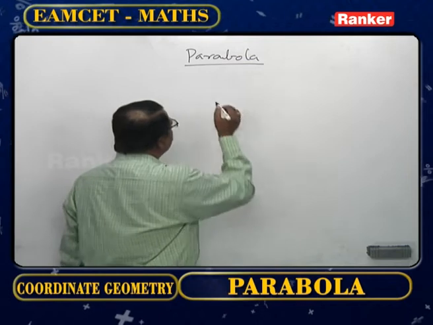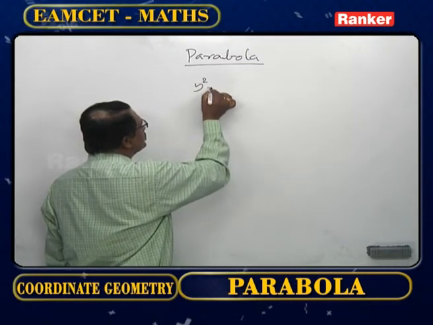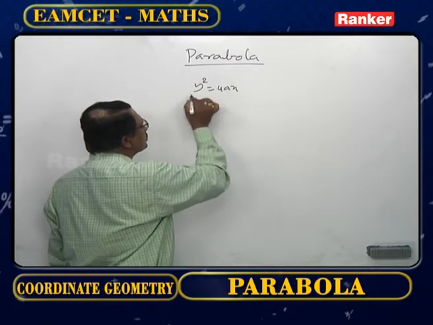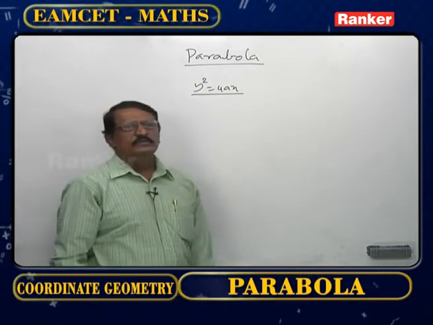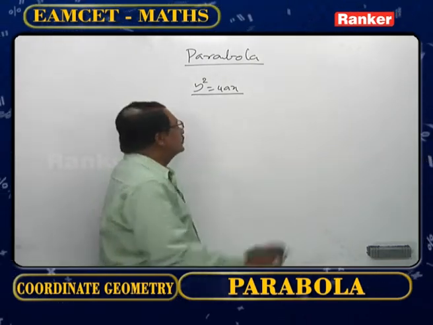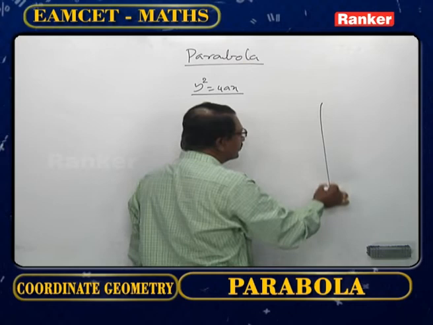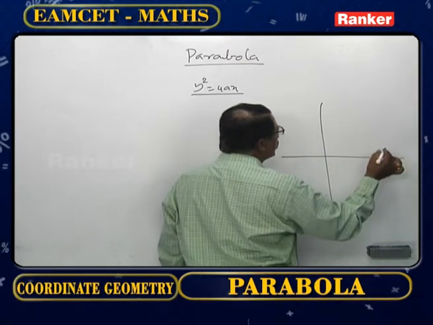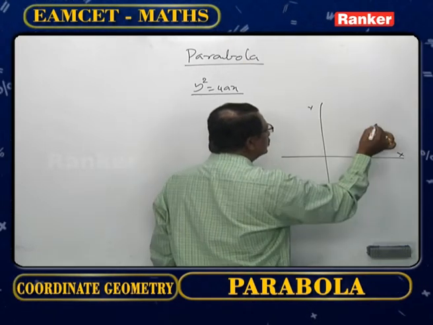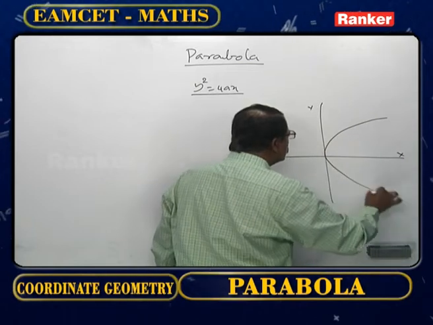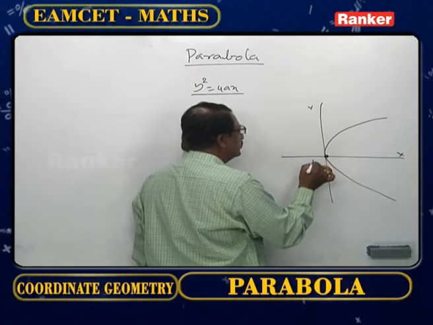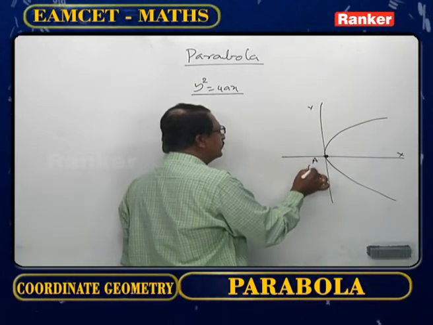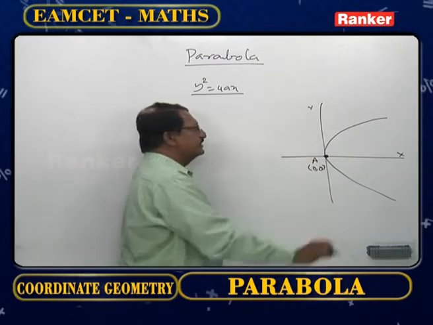Next, the standard equation of the parabola is y square equals 4ax. Now if the parabola equation is y square equals 4ax, then the vertex of the parabola is the origin.